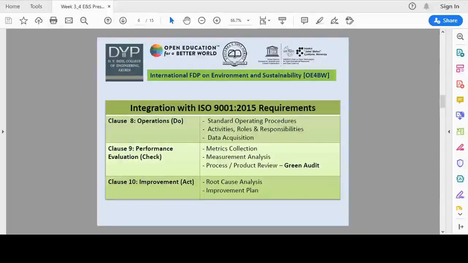The various measurements and metrics have to be analyzed and root cause analysis has to be done, and to improve the value, an improvement plan has to be designed and implemented for all the departments.